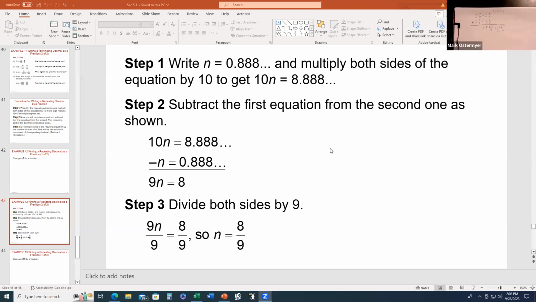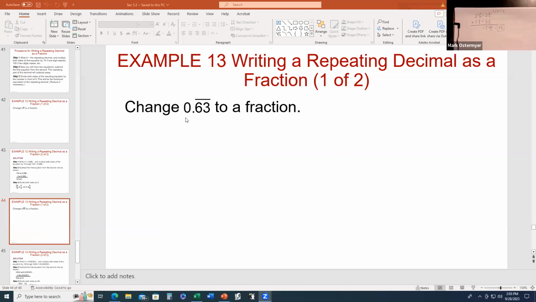I need a little practice on that one. And I'm just trying another one here. How many digits repeat here?